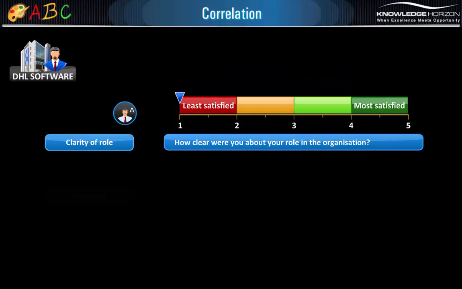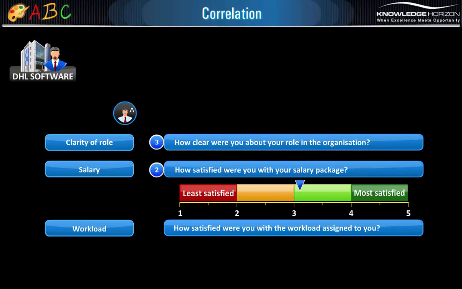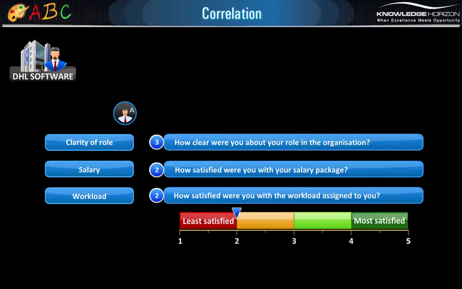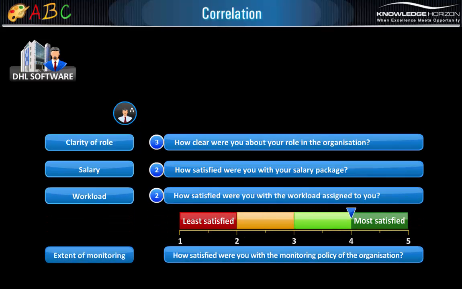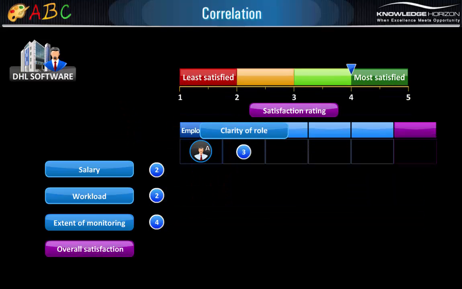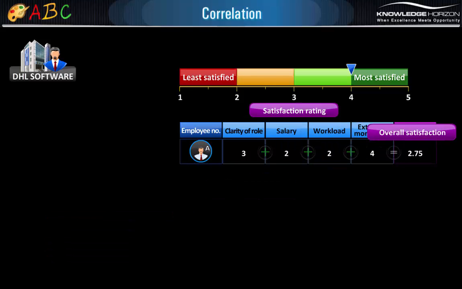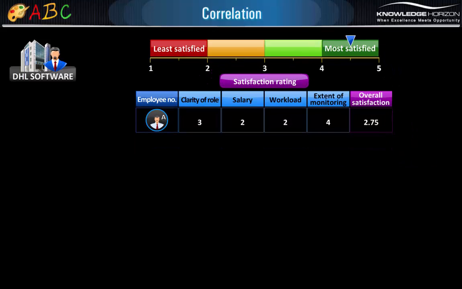Employee A gave his feedback. He was satisfied by the role clarity provided by the company, so he rated it at 3. About salary, he was fairly unsatisfied, so he rated it at 2. He was also fairly unsatisfied with the workload assigned, so he rated it at 2. He rated the extent of monitoring at 4. These are the ratings given by employee A for the four factors. The average of the four gives the rating for overall satisfaction.